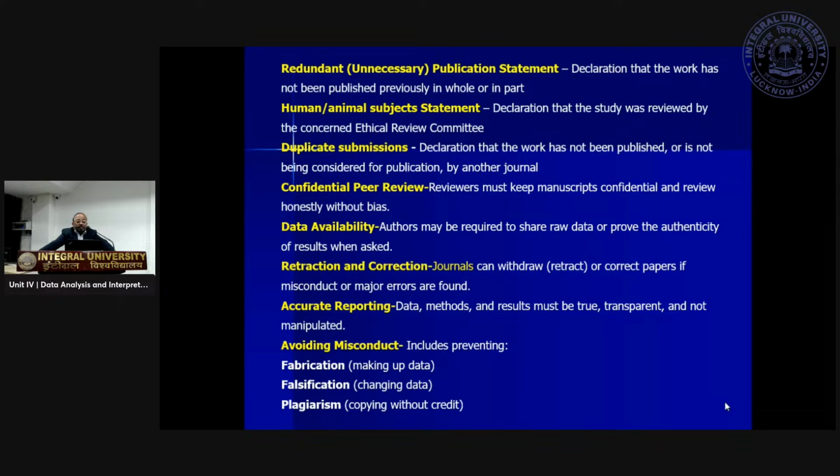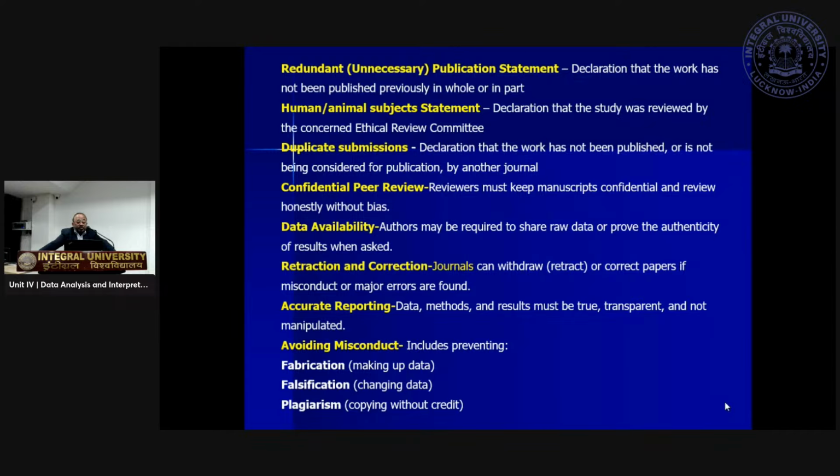Human or animal subject statement is, as I already said, a declaration that the study was reviewed by the concerned ethical review committee. There should be a review committee to review the paper. So if you are using animals in ways which are not allowed, they will reject your paper on the basis of that.